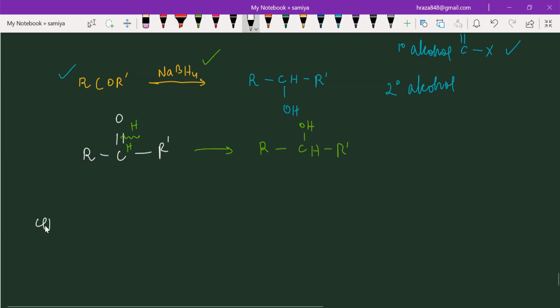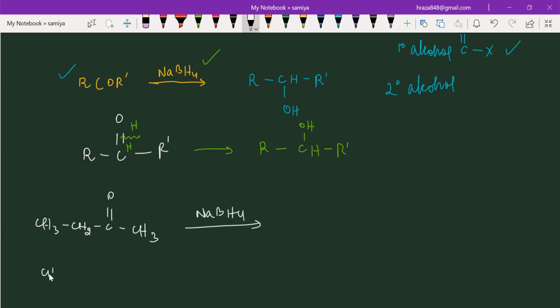Yes, sir. This reaction: CH3, CH2, C double bond O, CH3. And if you are going to add NaBH4, what will be the name of the product? And also CH3, CH2, CHO, and you are going to add hydrogen in the presence of a catalyst. What will be the product?